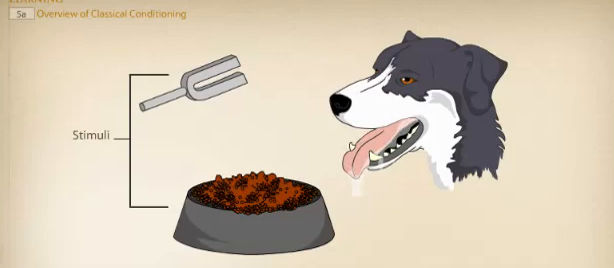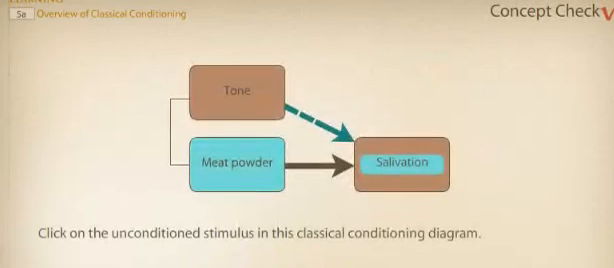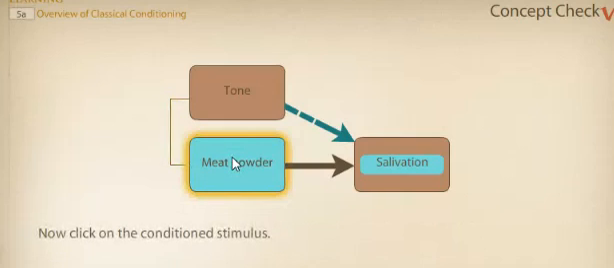So, let's check your understanding of the concepts that we just discussed. Click on the unconditioned stimulus in this classical conditioning diagram. The unconditioned stimulus would be the meat powder. Then click on the conditioned stimulus. Remember, a stimulus is a thing that produces a response. So the conditioned stimulus would be the tone.